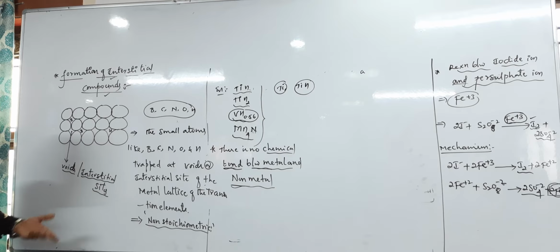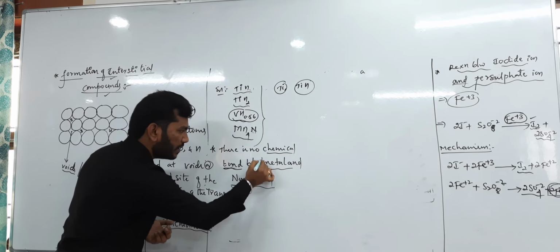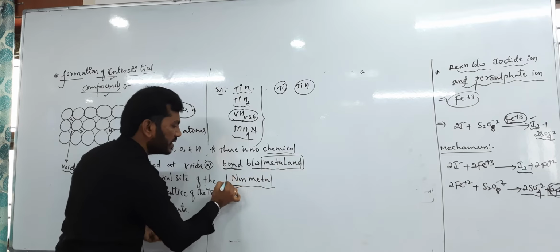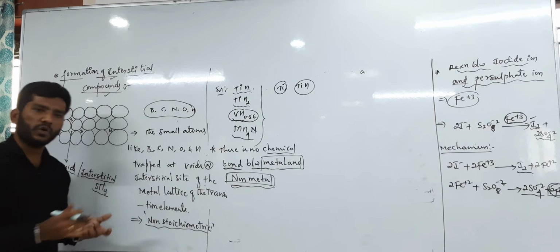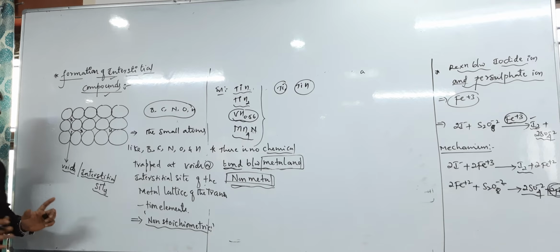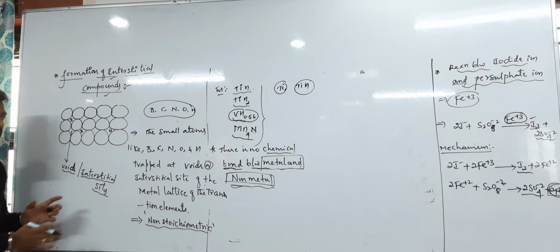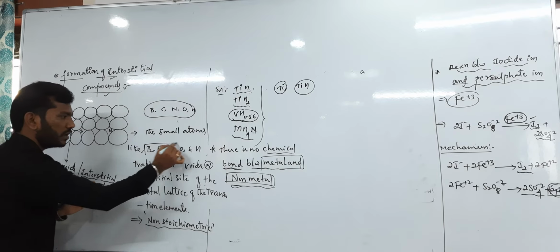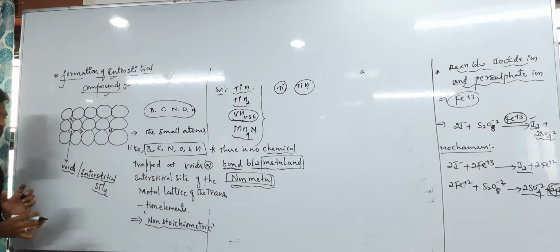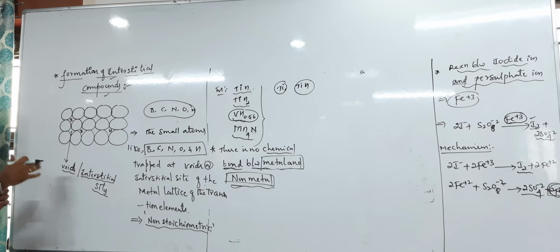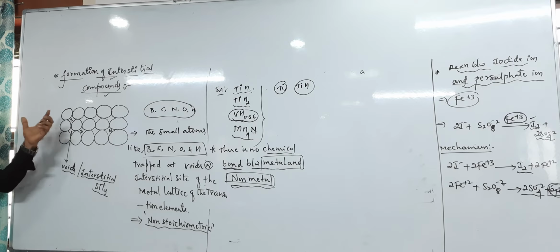So that's why we would not see any particular bond between the metal and the non-metal. Neither covalent nor ionic bond we could see in the case of interstitial compounds. By the way, what is meant by interstitial compounds? Small atoms like boron, carbon, nitrogen, oxygen, hydrogen are trapped in the empty spaces or voids, the interstitial sites of the metal lattice, and thereby they form a sort of compound which we call interstitial compounds or non-stoichiometric compounds.